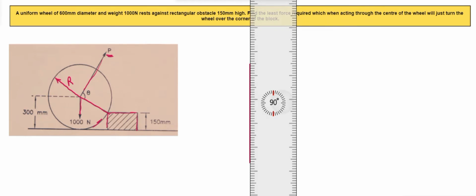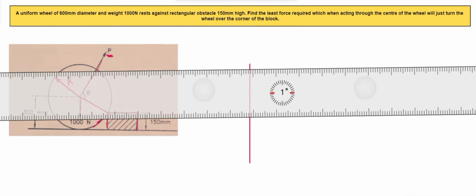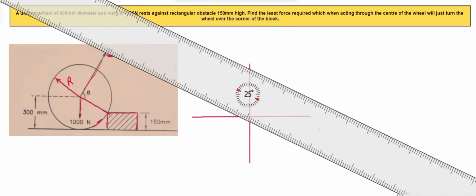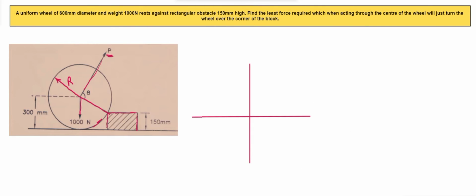Here in the question, it is given to us that we have to find the least force, which is P, and for P to be minimum, it is necessary that it makes an angle of 90 degree with the reaction. So our theta will be equal to 90 degree. Suppose here the angle is theta 1. So here R will also make an angle of theta 1. This angle is 90 degree, as I have already explained.